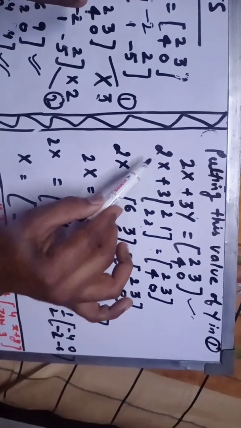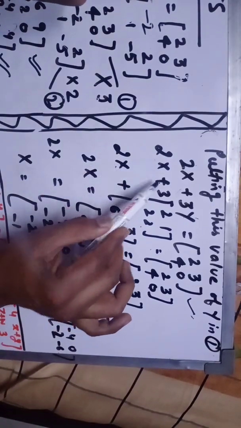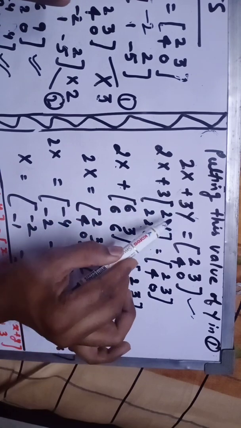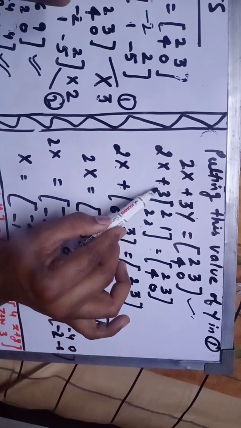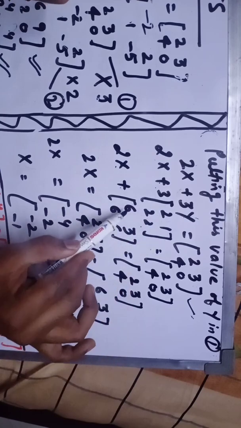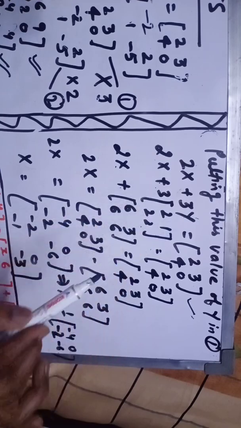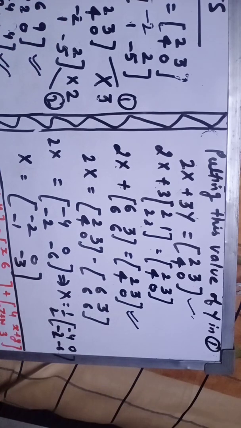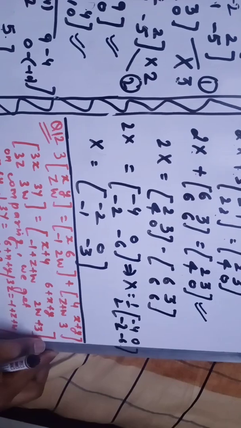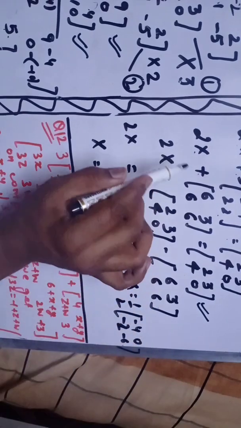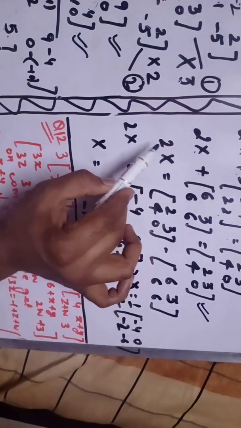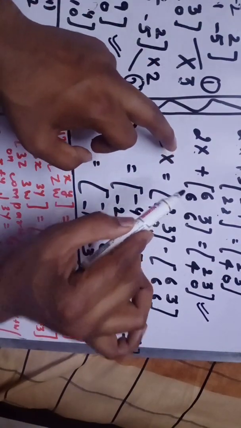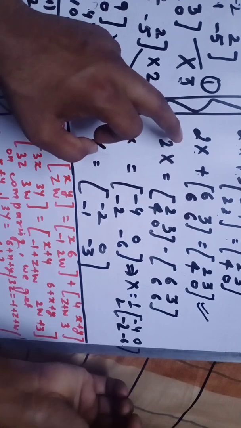So again, in the next step, you have to copy 2x plus, and here we have to multiply this matrix by 3. So you will get 2 into 3, that would be 6, 3, 6 and 6. That is equals to this. Now, after this step, here 2x will be here, and this matrix you have to take on the right hand side.